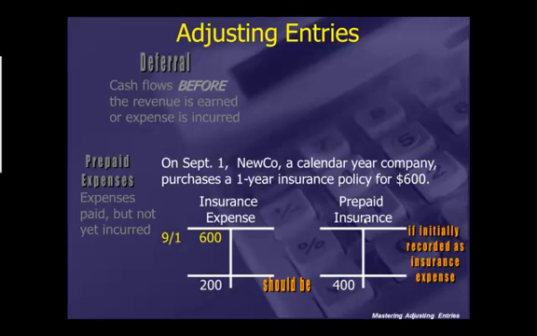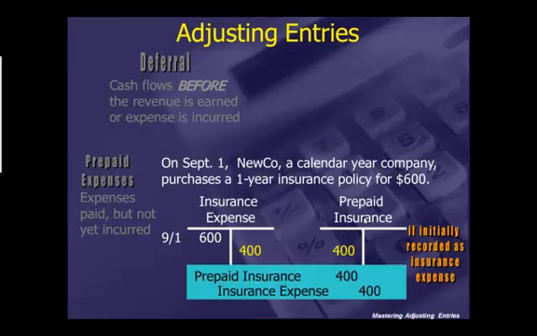If it's initially recorded as insurance expense, then you've got $600 in insurance expense, but at December 31st, you want to have just $200. So that means we're going to need to credit insurance expense for the $400, transferring it over to prepaid insurance so that we've got 8 months worth of insurance to carry forward in the new year. There's the entry that should be made.